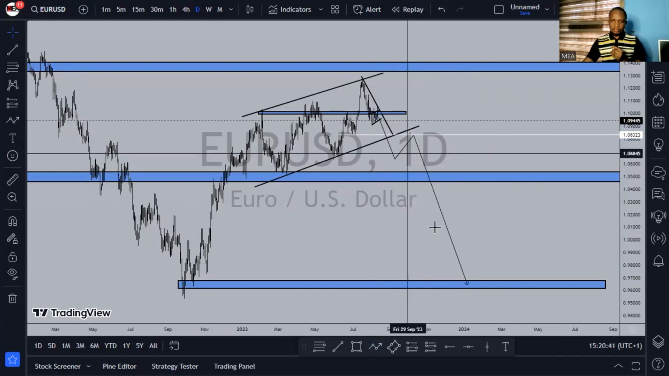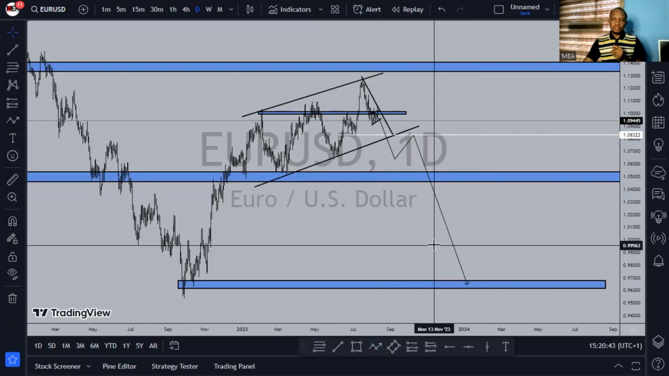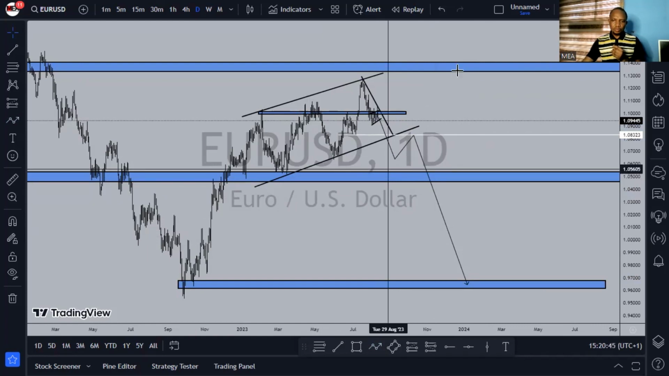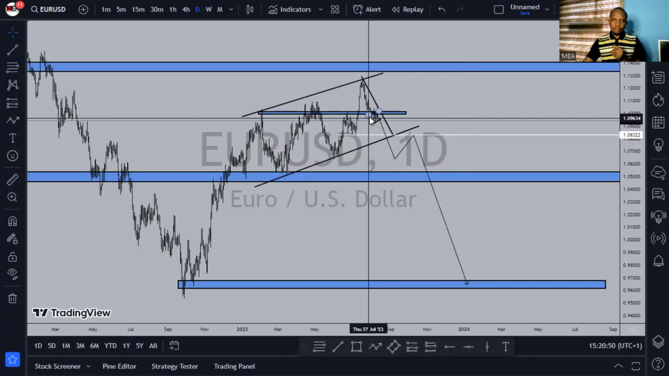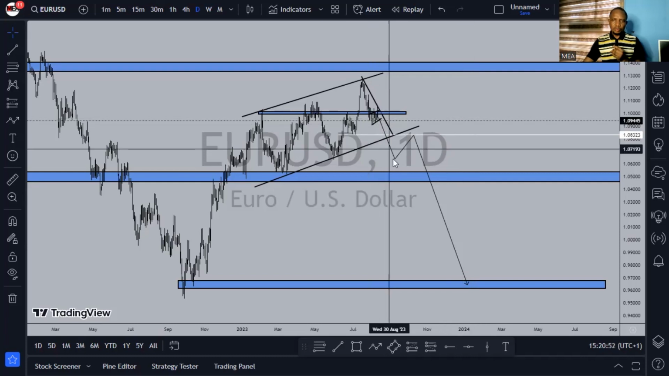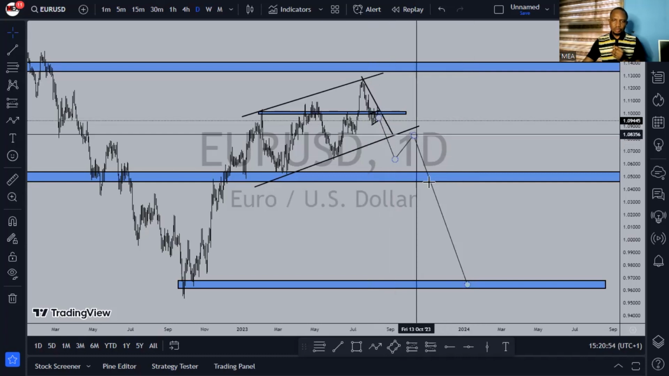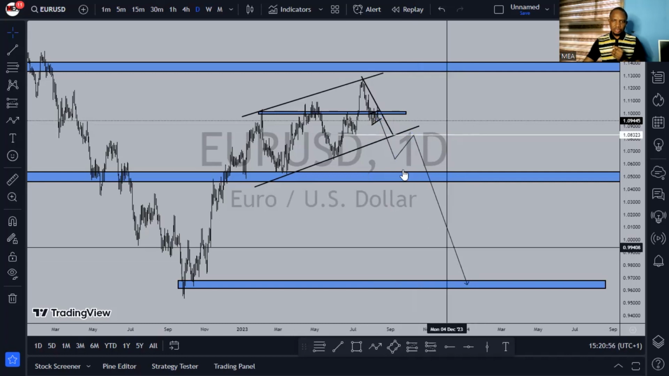So we'll see if the DXY breaks and moves to the upside. That will strengthen the dollar. And now we make the temporary rational selling of Euro USD or British pounds to the downside.